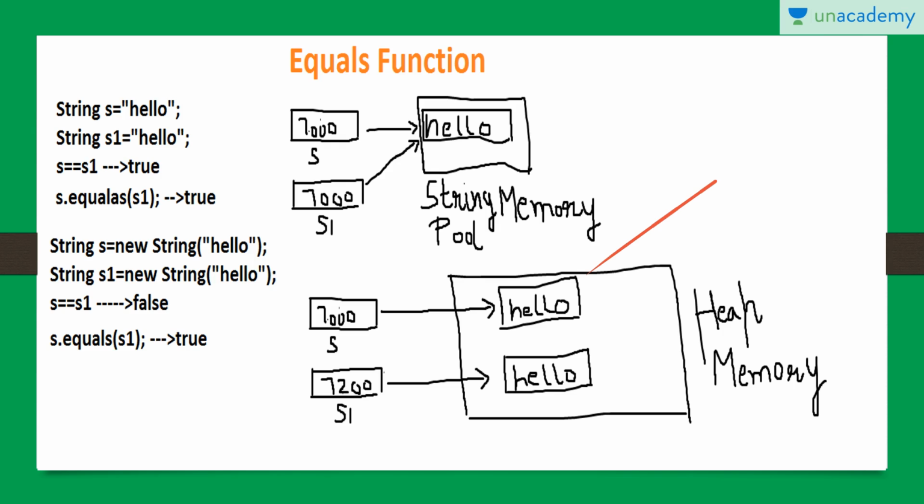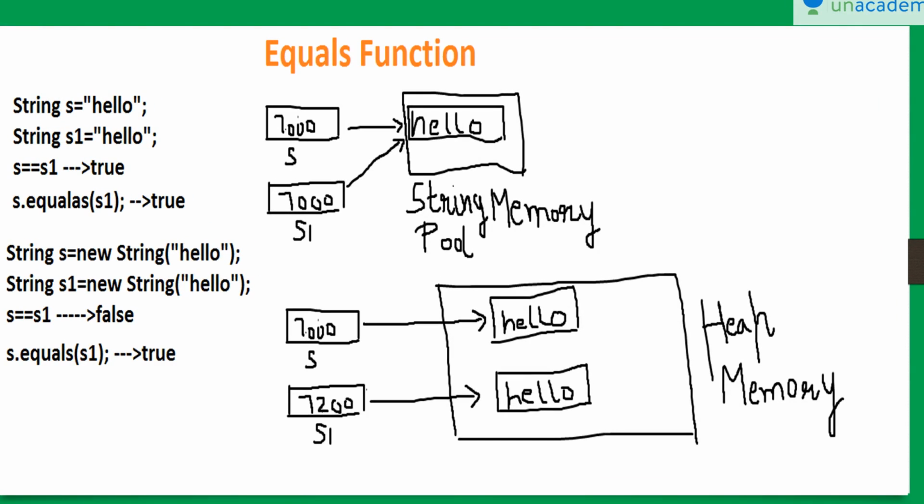Why? Let us see that. Actually, if we initialize our string using a literal, then it gets memory in the string memory pool, we know that. And if we try to again create a new string using the same literal, then first it will check whether this literal is present in the string memory pool. If it is present, then a new reference will start pointing to it instead of creating a new hello string.